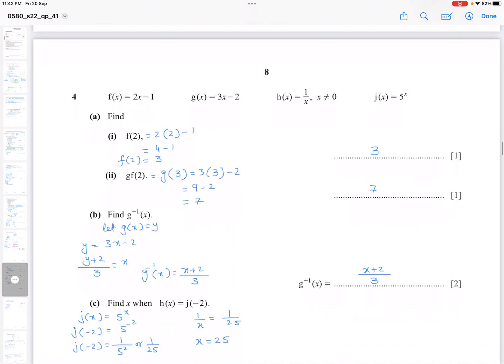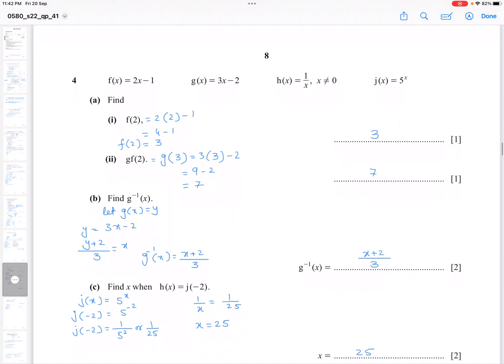In B part, find g inverse of x. So let g of x is equal to y. So from here you make x the subject. So y plus 2 over 3 would be equal to x. So you can write now g inverse of x is equal to, replace y by x, x plus 2 over 3. So this would be your answer.